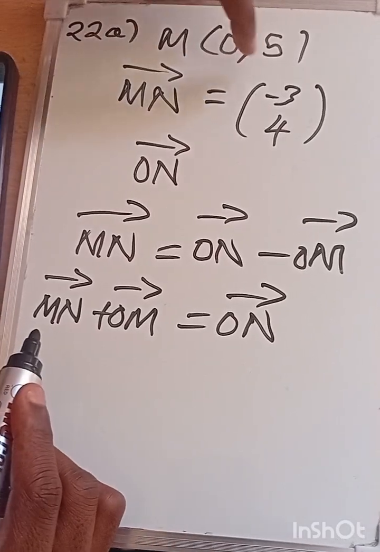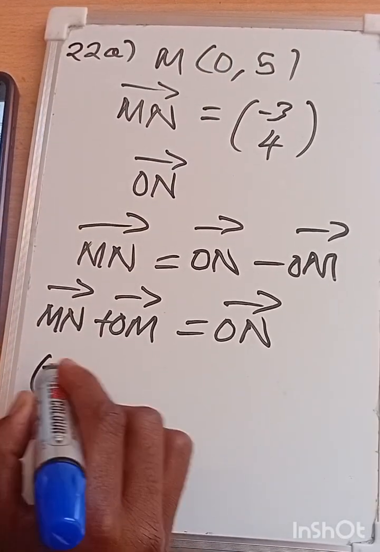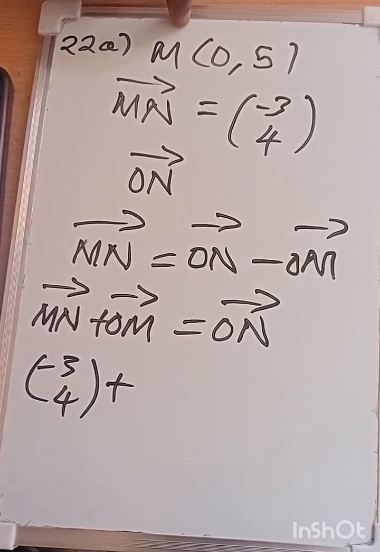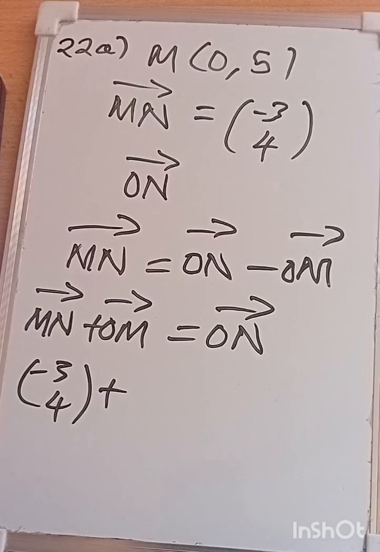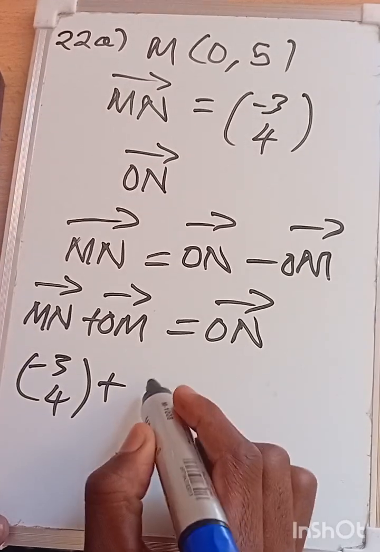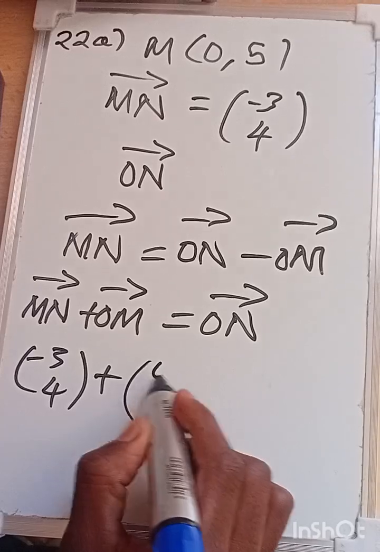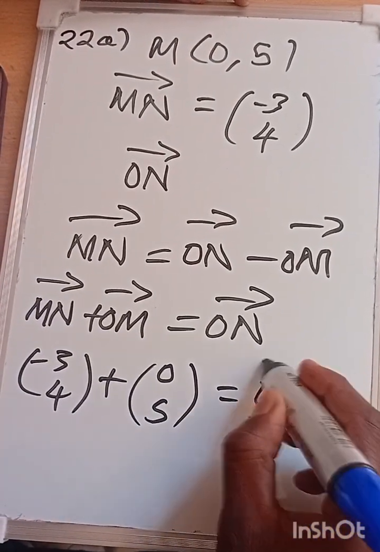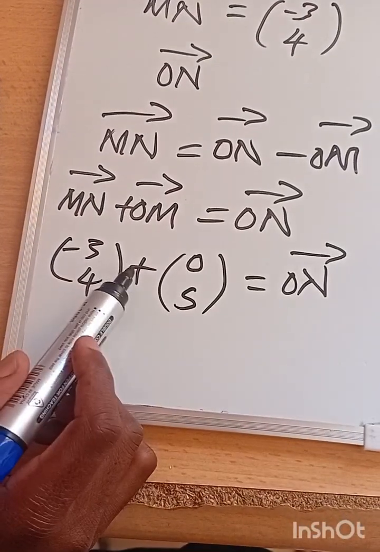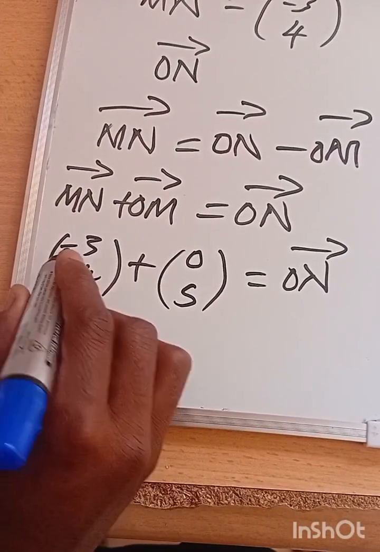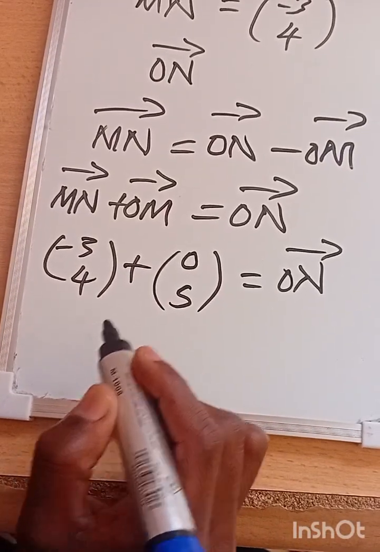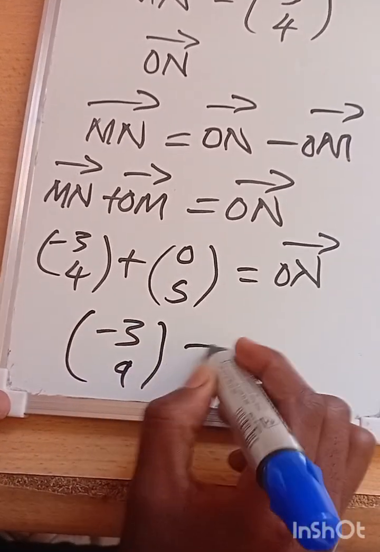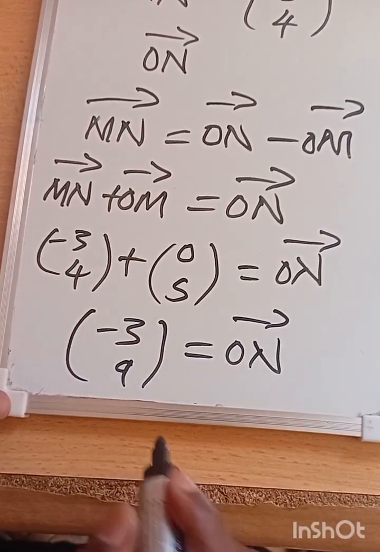Then MN we have, which is (-3, 4), plus this OM. You simply get the coordinates of OM and write it as a column vector, with 0 on top for x and 5 for y. Then we'll get ON. So you say -3 plus 0, you add the corresponding entries. You have to be careful with the signs. That will give you -3. Then 4 plus 5 will give you 9. So this is your ON. Then you're done.